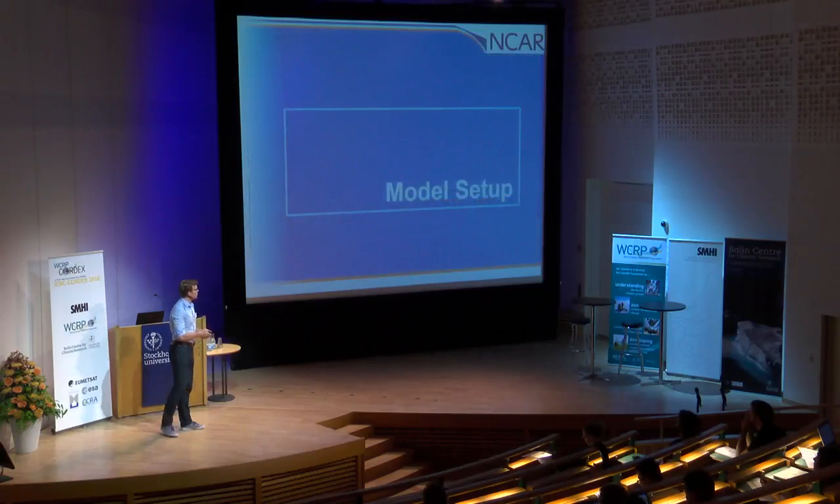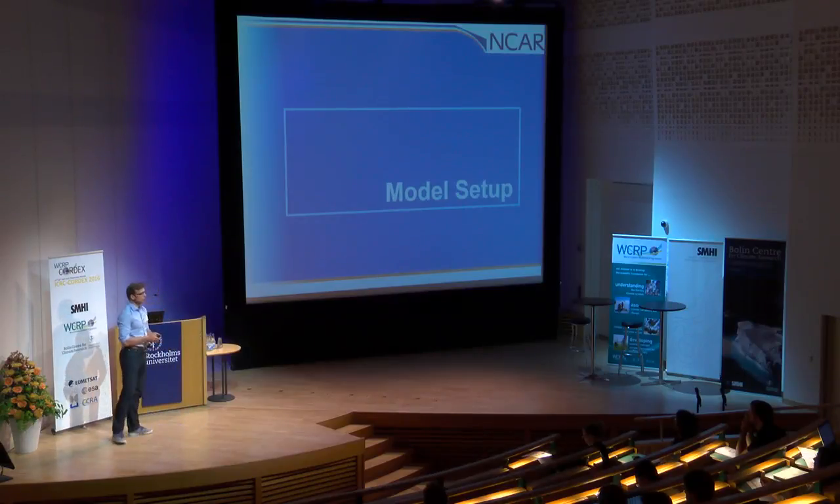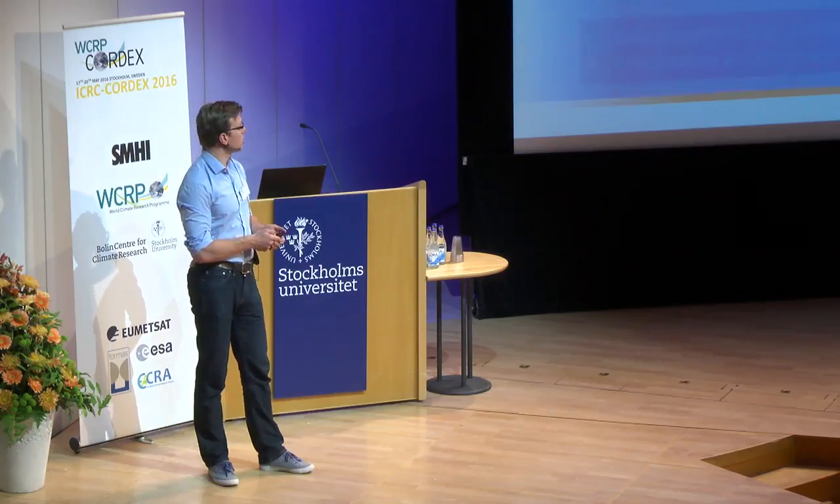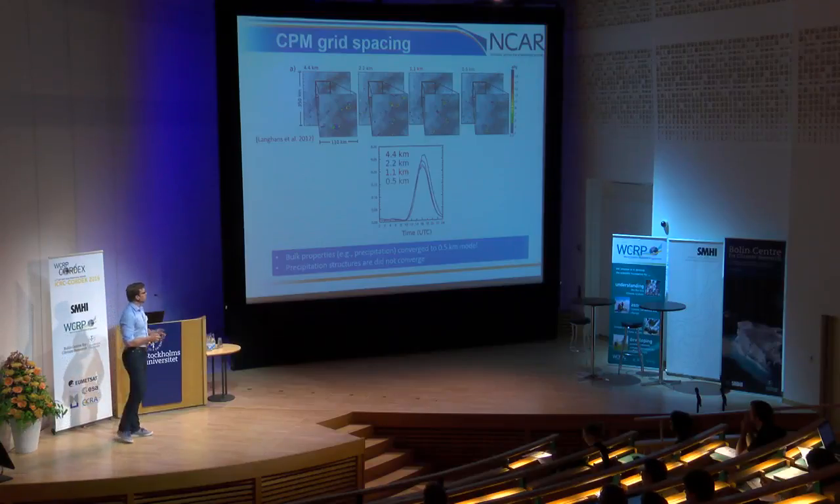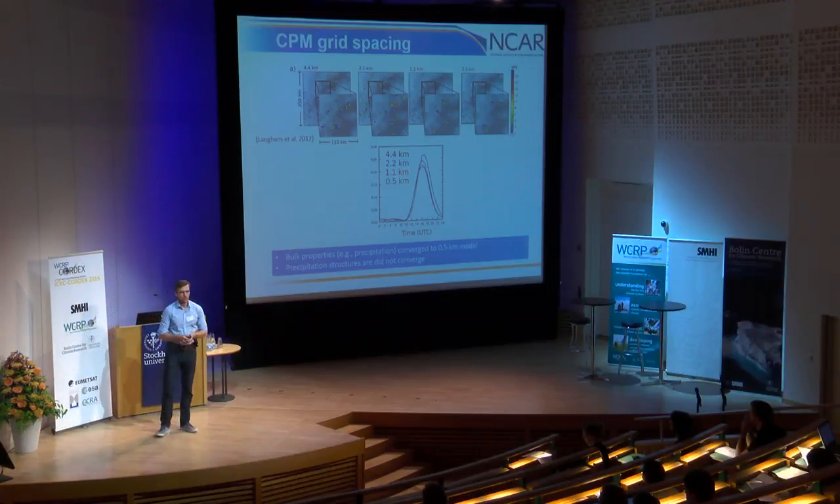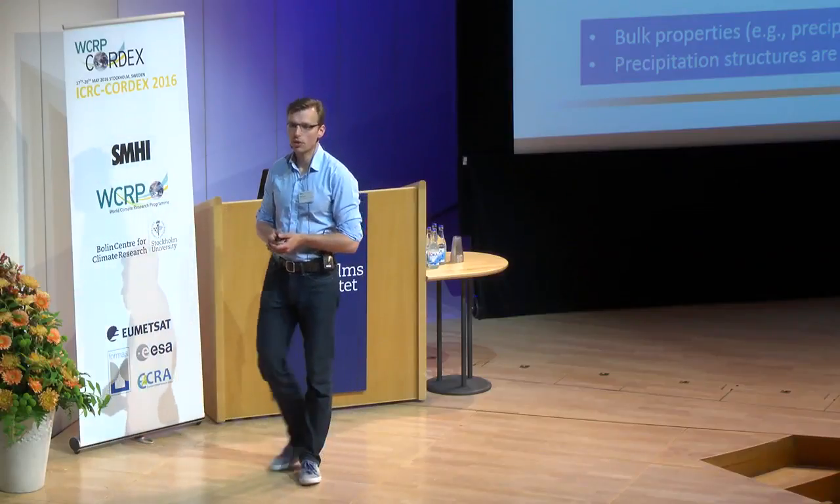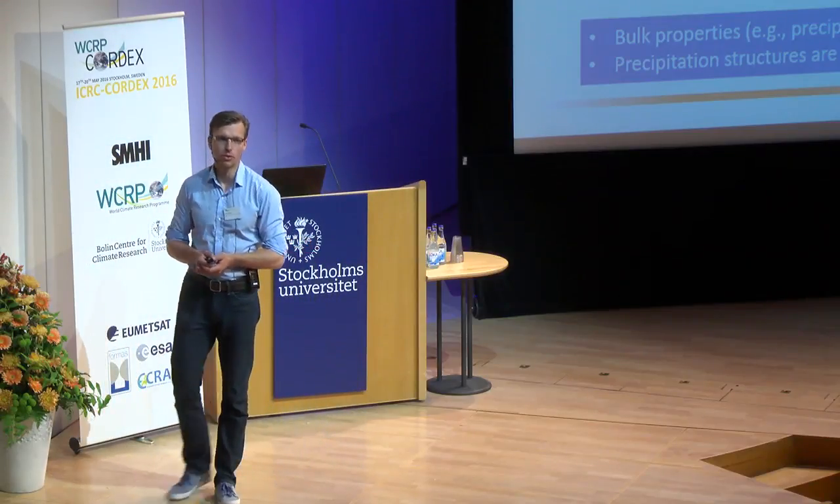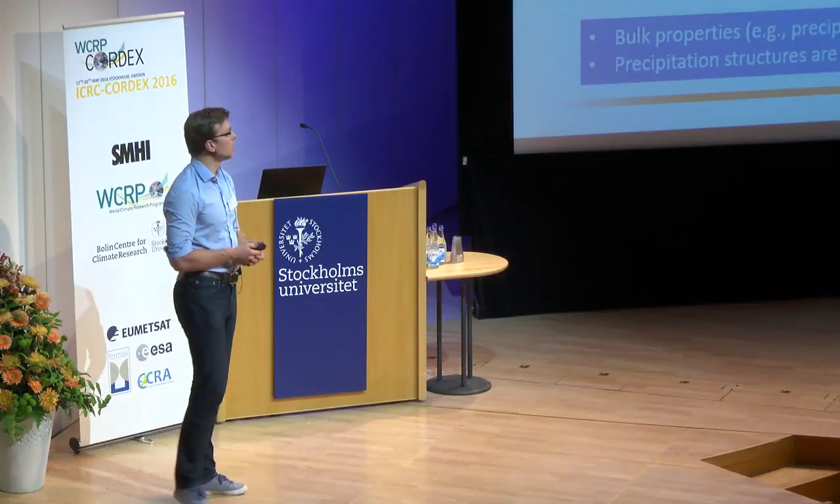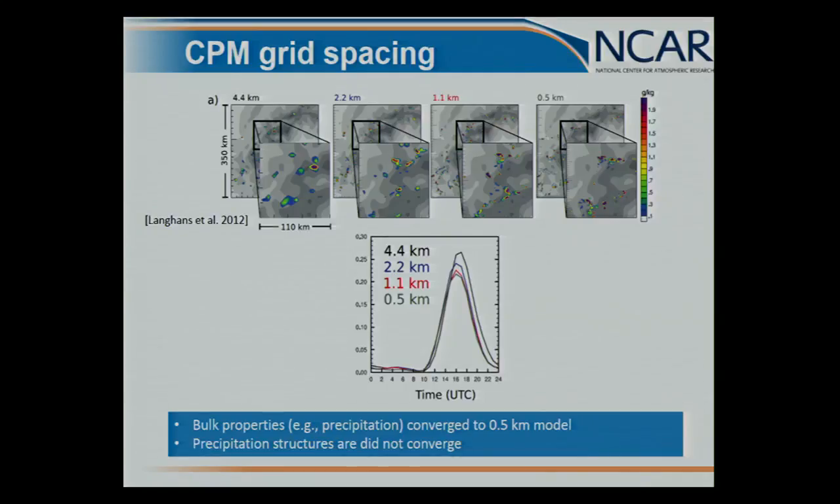So before I talk about the added value, I wanted to talk about the model setup and some other challenges. In fact, if you think about convection-permitting models, you of course have to ask yourself, which grid spacing should I use for my simulations? And there are only a few studies that tackled this question. And one really nice one is by Wolfgang Langhans et al. 2012, where they performed convection-permitting simulations over Switzerland in 4 different grid spacings, from 4.4 kilometer down to 0.5 kilometers.